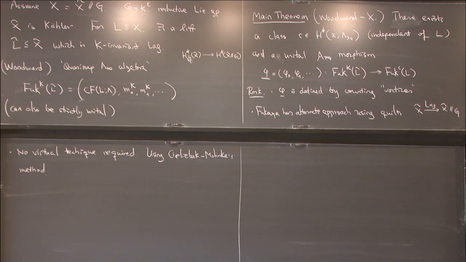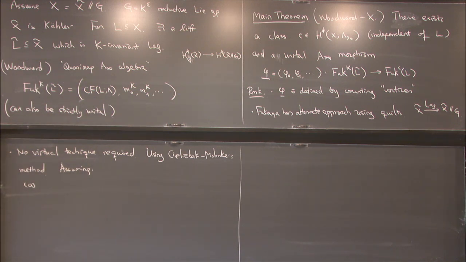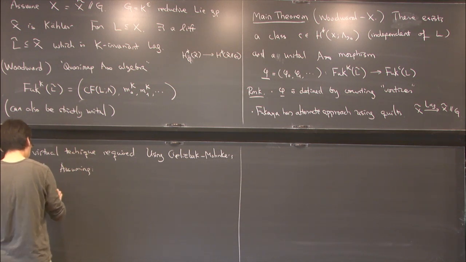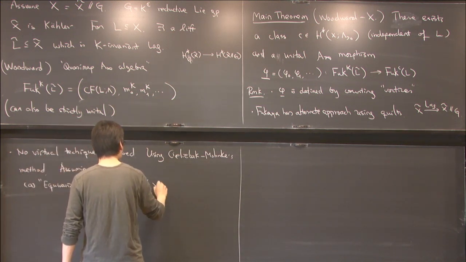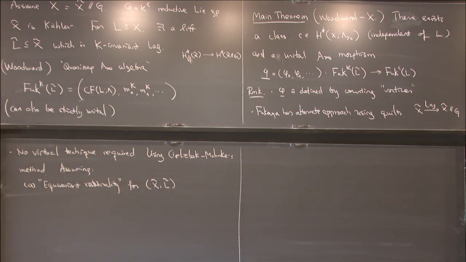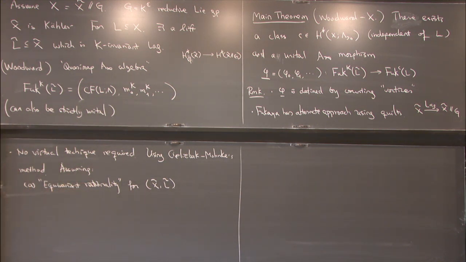We need to put a few conditions in order to make use of this method. First, we need the rationality, of course. We need some kind of equivariant rationality for this pair upstairs. In particular, it implies that the symplectic manifold X downstairs is rational, and there exists a holomorphic divisor dual to a multiple of the symplectic class that is disjoint from the Lagrangian downstairs, and such that the Lagrangian is exact in the divisor complement.